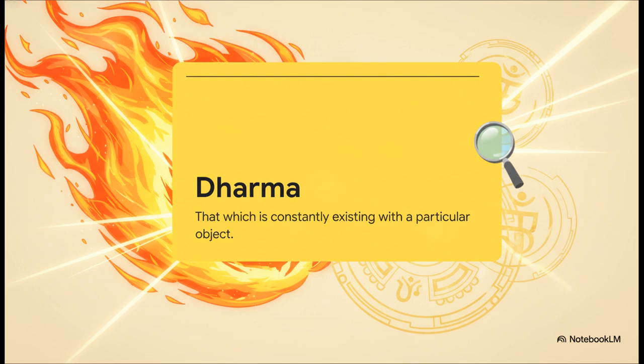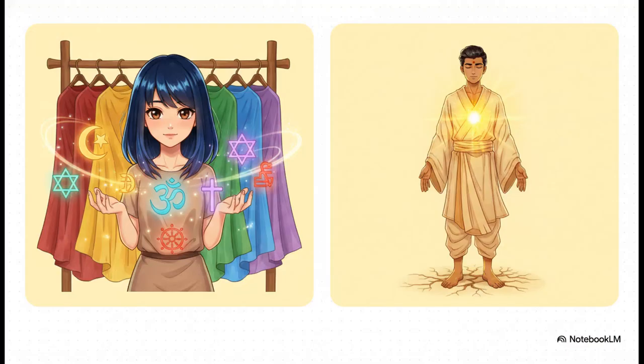The classic analogy used here is fire. What are the constant, inseparable companions of fire? Heat and light. Without heat and light, the word fire literally has no meaning. So heat and light are the actual dharma of fire. And wow, does this reveal a massive conceptual difference?